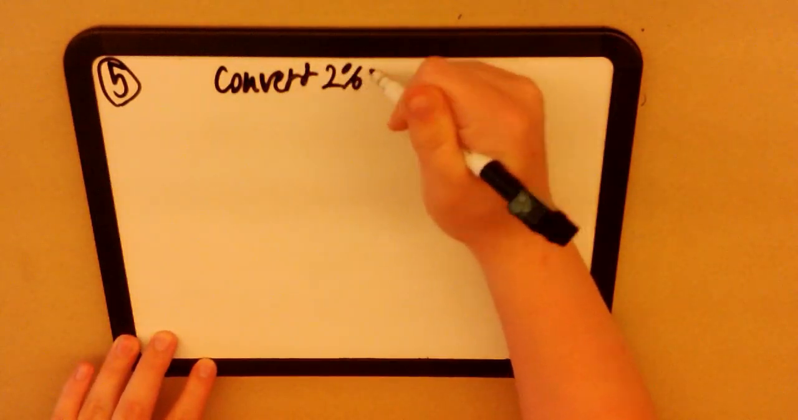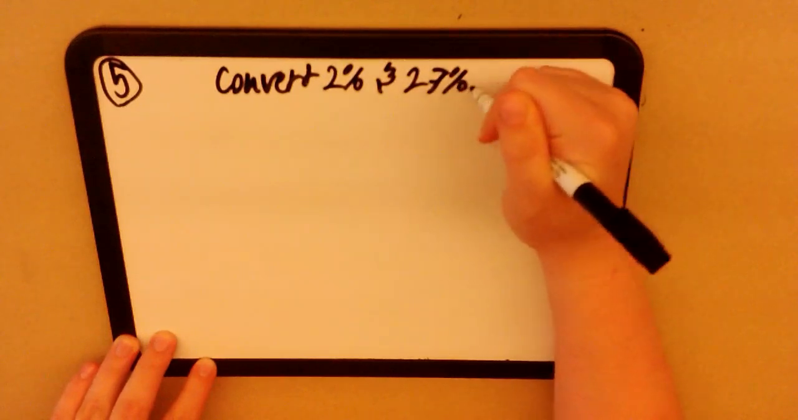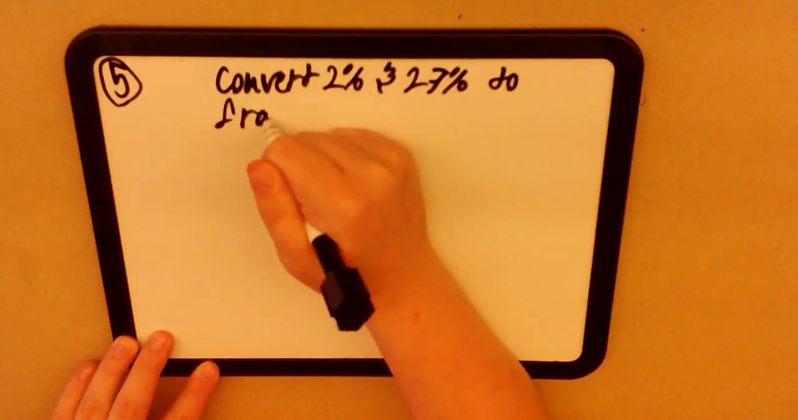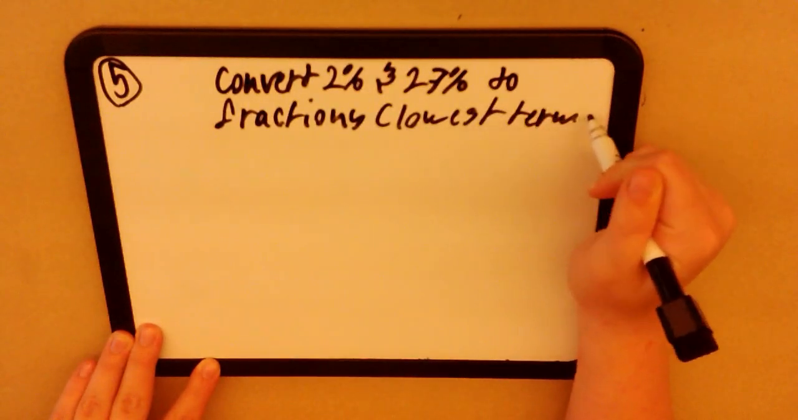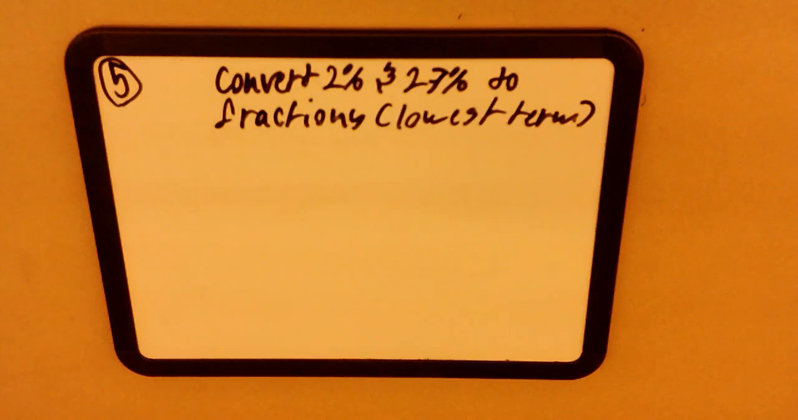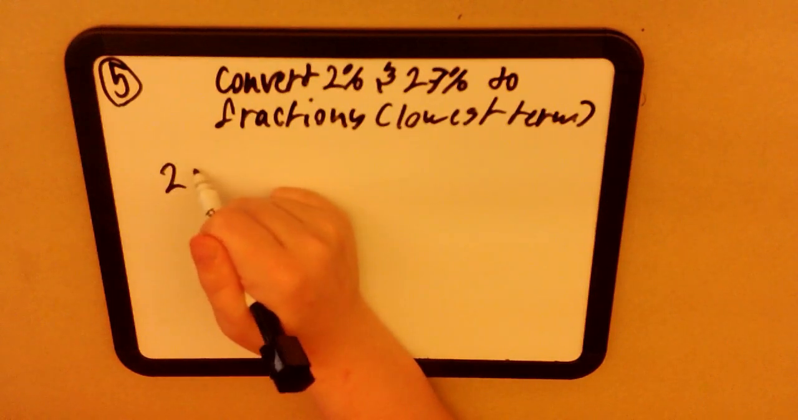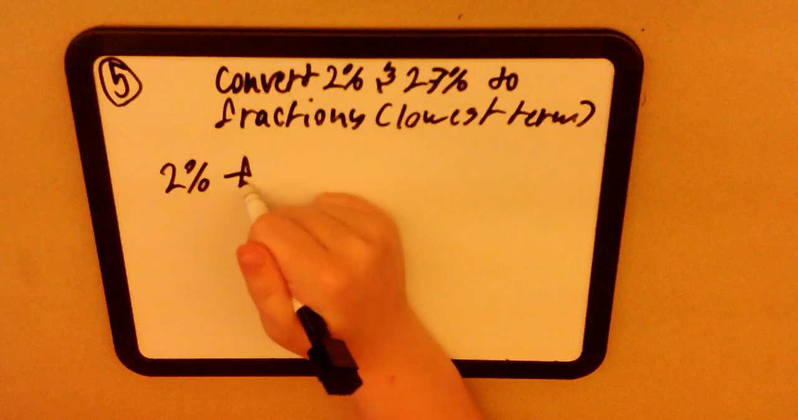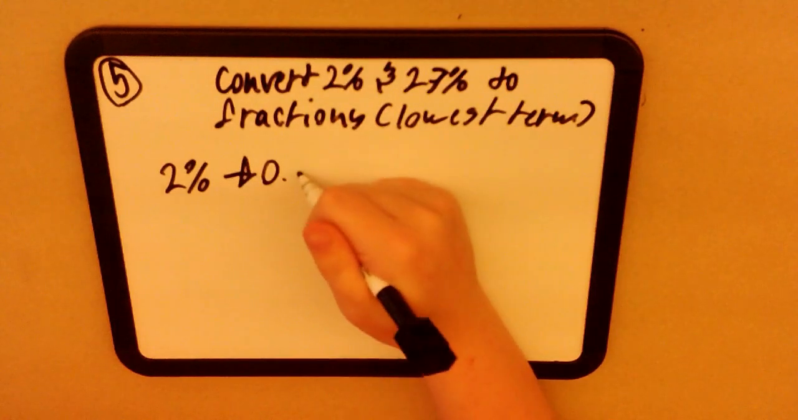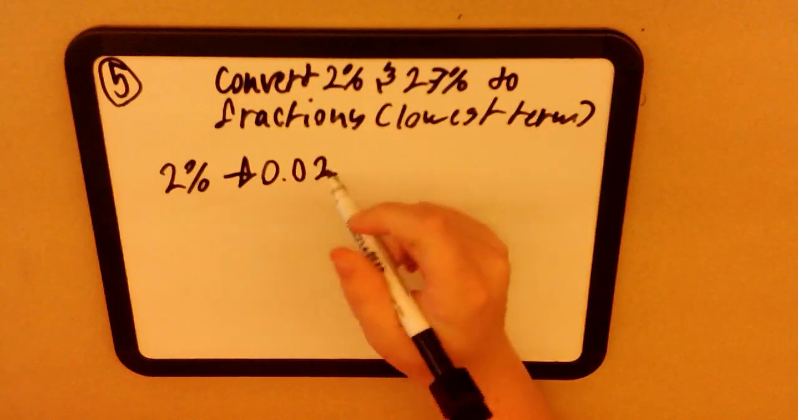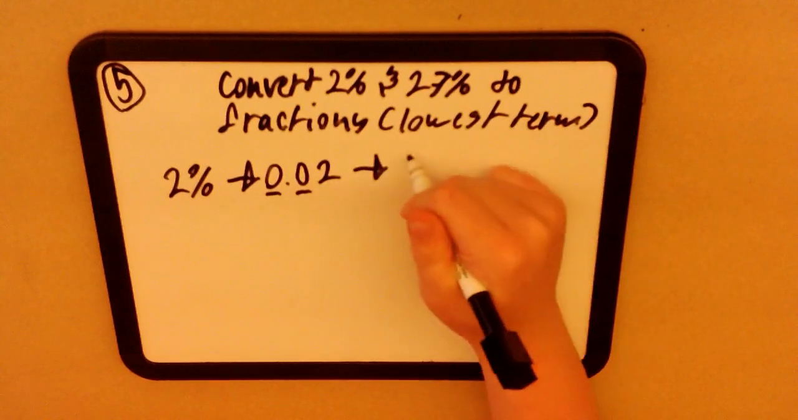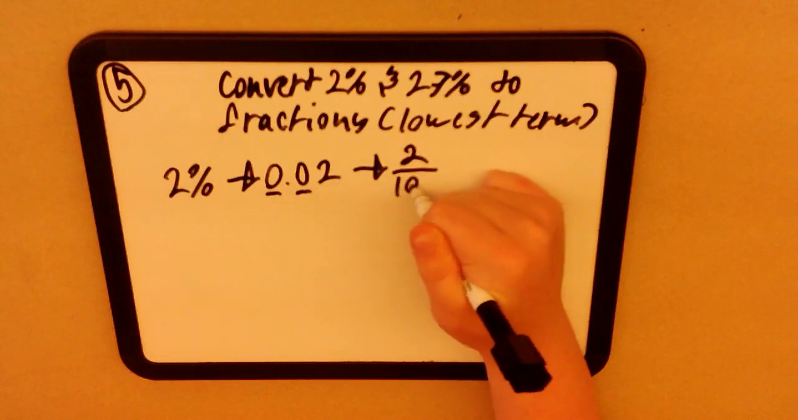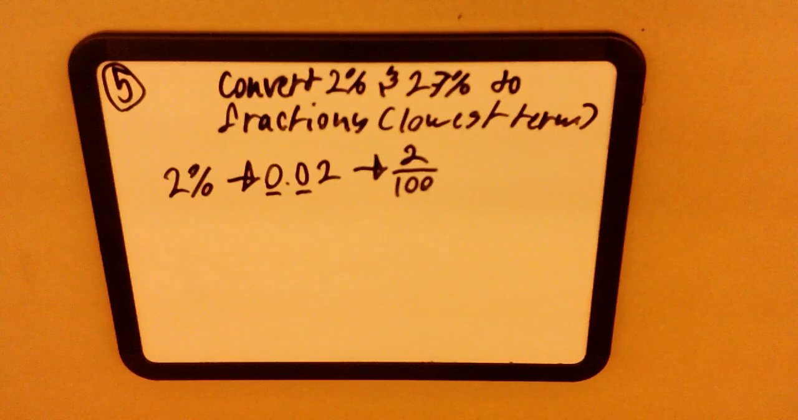Convert the following percents to fractions, then reduce to the lowest terms: 2% and 27%. And so we're going to take 2% and convert it into its decimal counterpart, which is going to be 0.02. And then we notice that there is 2 zeros, so that's going to be 2 over 100, or that can also be written as 1 over 50. I'm just checking that on my calculator.